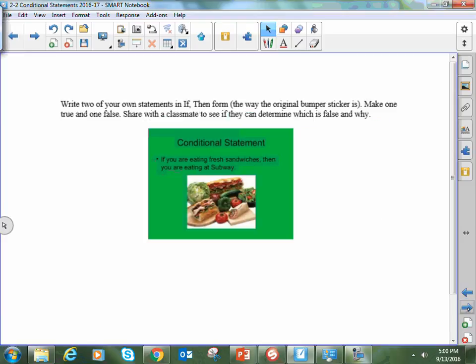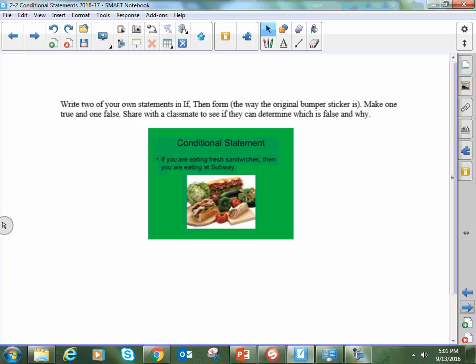Now, here, what I want you guys to do is to try and come up with a couple of conditional statements of your own. I want you to write them in an if-then form, the way the bumper stickers were. And I want you to make one of them true and one of them false. And now I know you guys may or may not be able to share with somebody that's in the actual same class with you, but I still think you could share it with somebody.